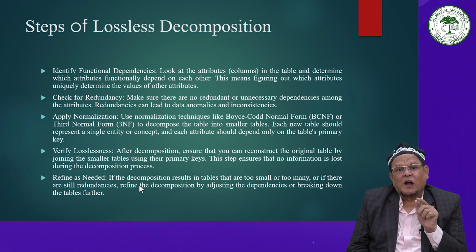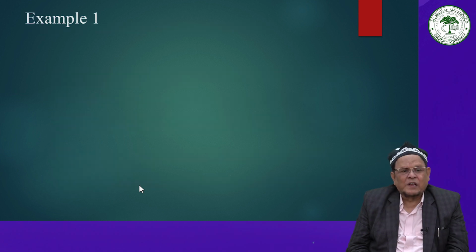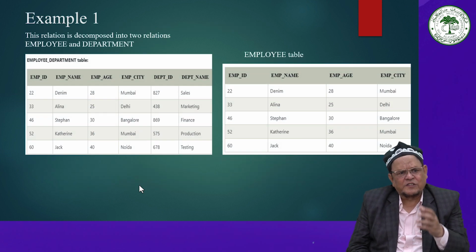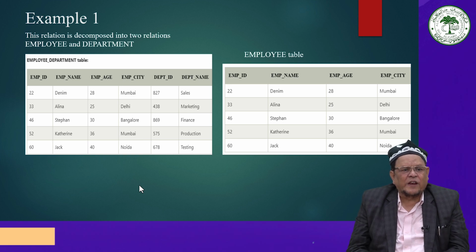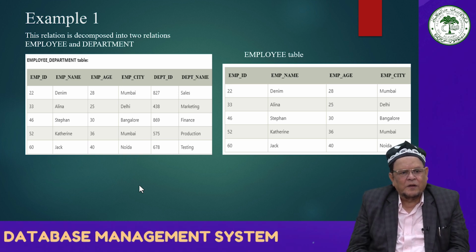It means R21, R22. I'm taking one example on the screen. You can see this relation is decomposed into two relations, employee and department. Okay, the employee and department tables contain the employee ID, employee name, employee age, employee city, employee ID and employee name.